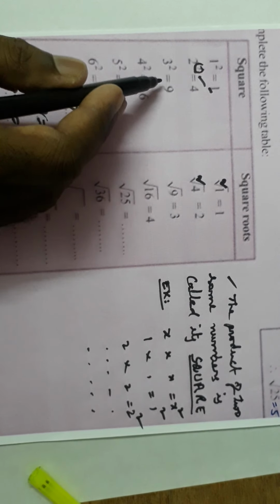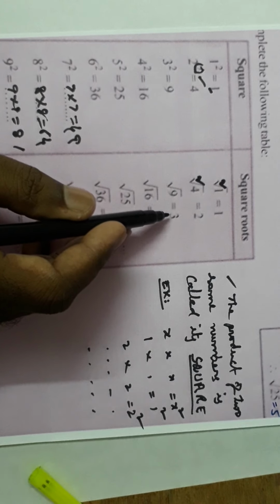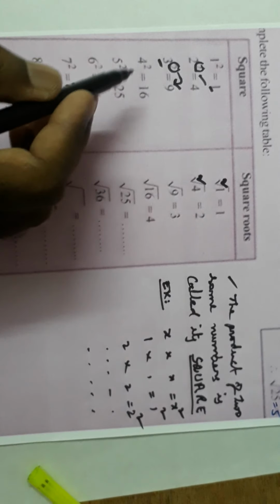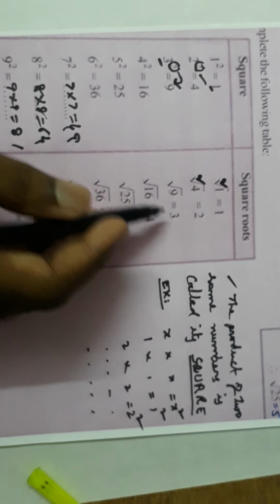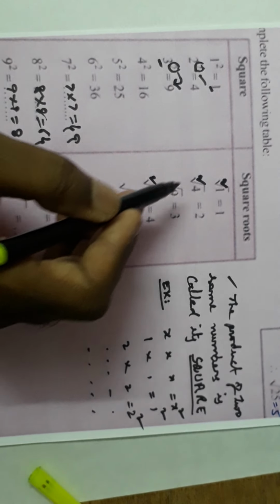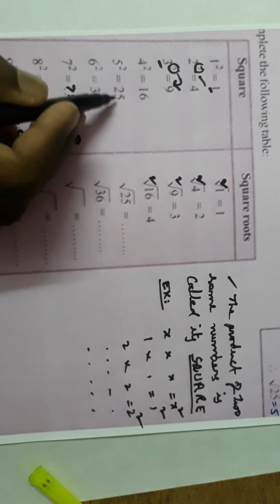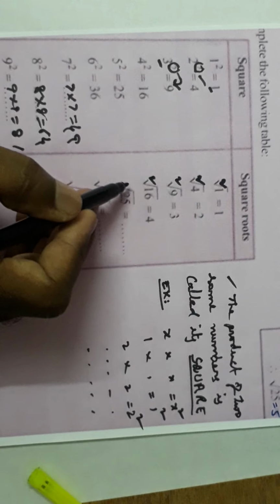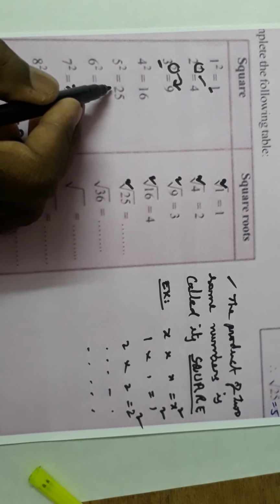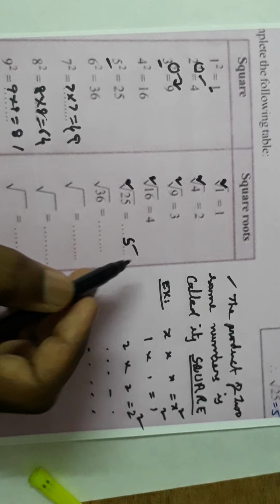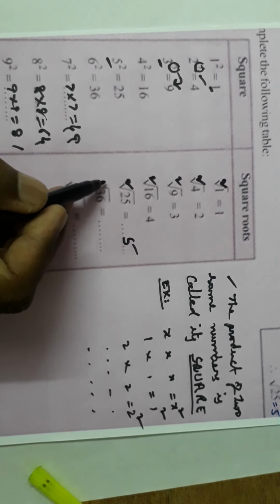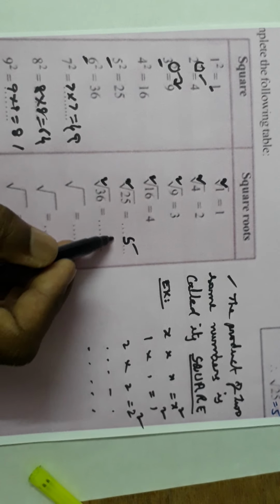3 square is 9. Root 9 is equal to 3. The square transfers to this side. Root 9 is equal to 3. Okay. 4 square is equal to 16. Square root 16 is equal to 4. 5 square is equal to 25. The square transfers to the other side. The answer is 5, right? 6 square is equal to 36. Root 36, or square root 36, is equal to 6.